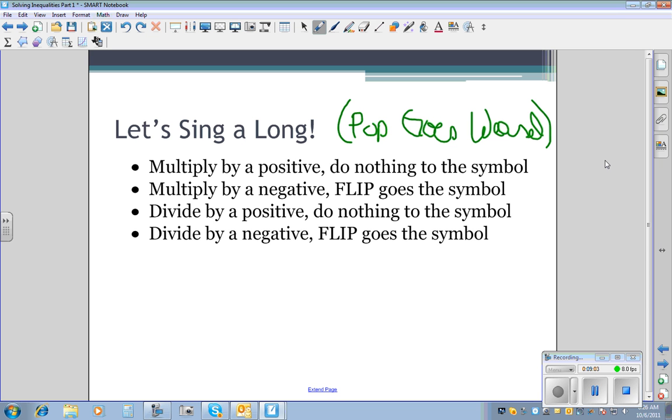Dun da dun da da da dun dun da dun da dun da da dun da dun da dun da da da dun dun dun da da dun.